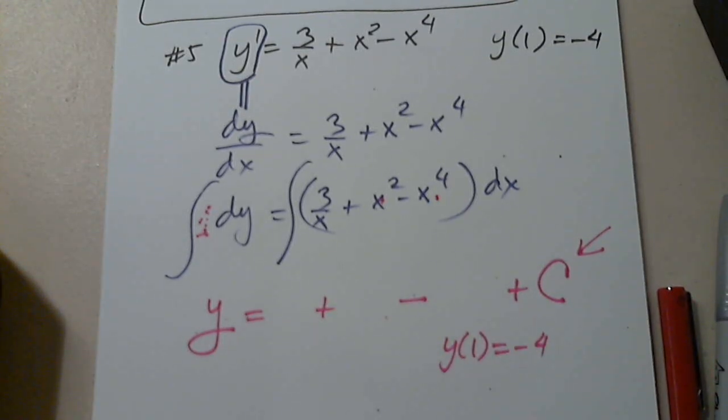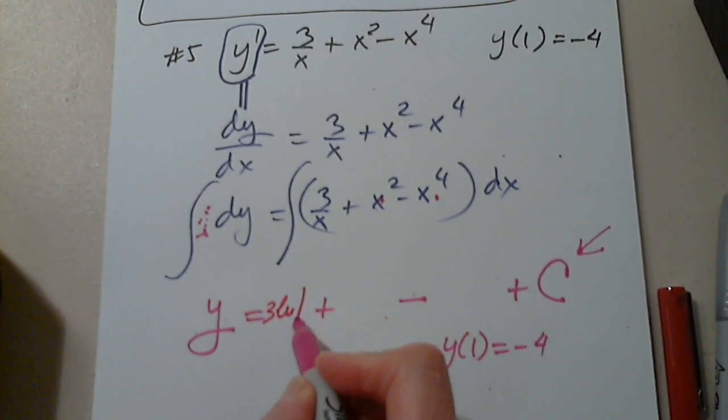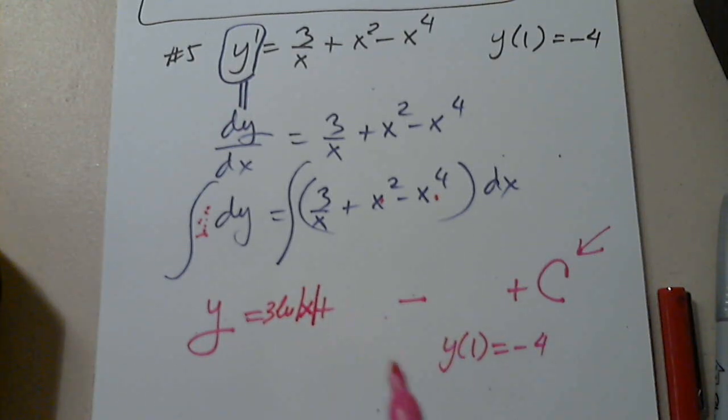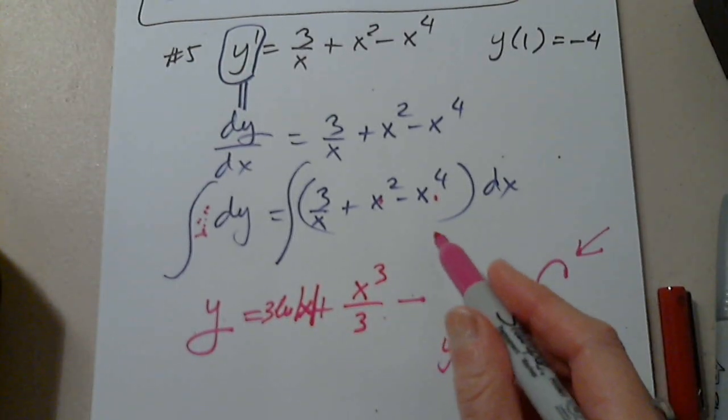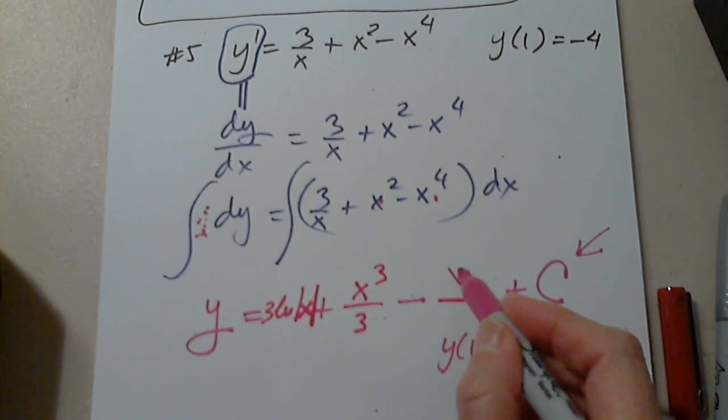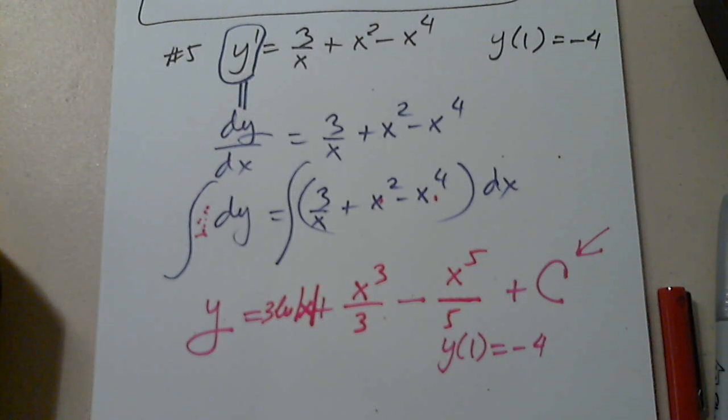Anyone would like to help? Would the first one be 3 natural log of x? Yes, but don't forget the absolute value. Yes. Perfect. And then the other one would be x cubed over 3. Excellent. And the last one? Minus x to the fifth over 5. That's it. Done. Now we have to plug in 1 to get c.